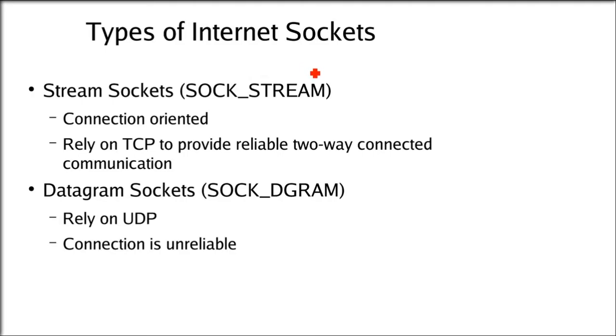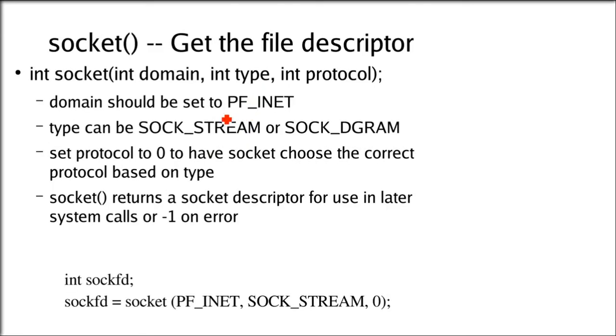Now, there are different types of sockets: X.25 sockets, Unix sockets. If you are dealing with internet sockets, there are two kinds: stream sockets, that is TCP, and datagram sockets, that is UDP. TCP is connection oriented, it relies on TCP to provide reliable two-way connected communication. Datagram socket means it relies on UDP, User Datagram Protocol. The connection is unreliable, no connection is established.